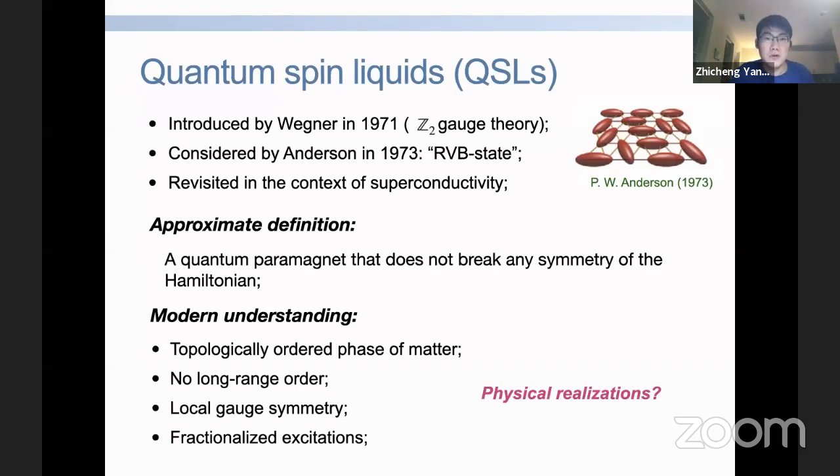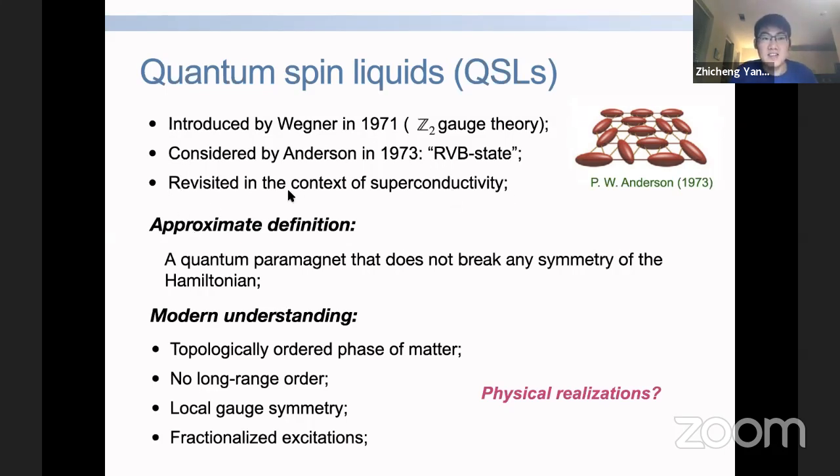Okay, so quantum spin liquids. Just a brief introduction. Quantum spin liquids have been developed for decades. Back in the day, they were introduced by Wegner in 1971 in the context of Z2 lattice gauge theory. It was also considered by Phil Anderson in 1973, where he proposed his famous resonating valence bond state as the ground state of a certain frustrated antiferromagnet on the triangular lattice.